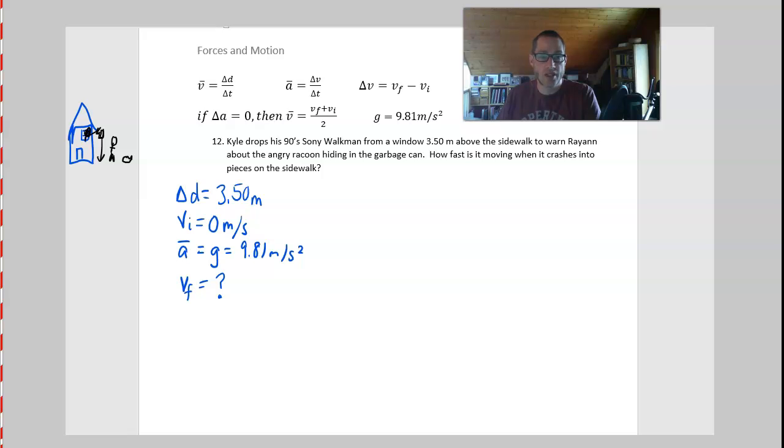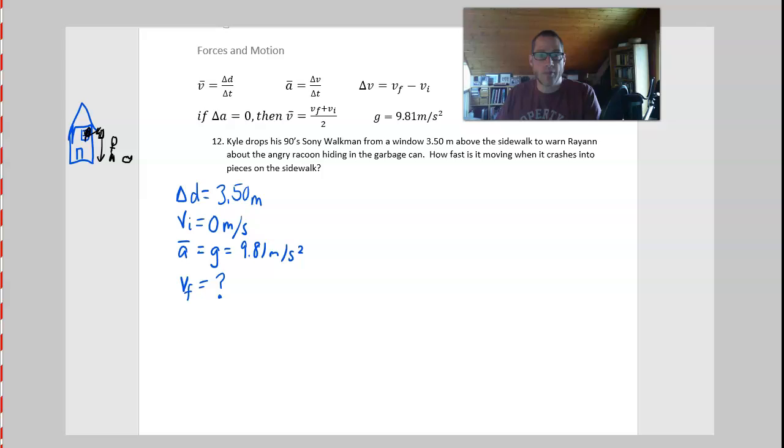So if the change in acceleration is equal to 0, meaning there is no change in acceleration, which is true, it's a constant, it's always 9.81, so this is good. So then we can use this equation. So we can use this one, or that one. Now there are 2 that have VF in it. This one has VF and that one has VF. And just in general, I tend to gravitate towards the one that's the easiest looking one.